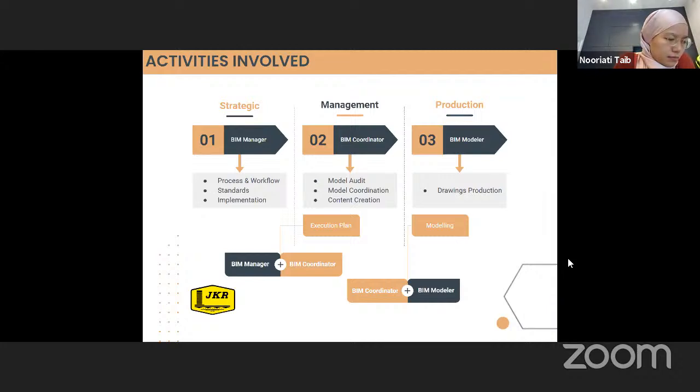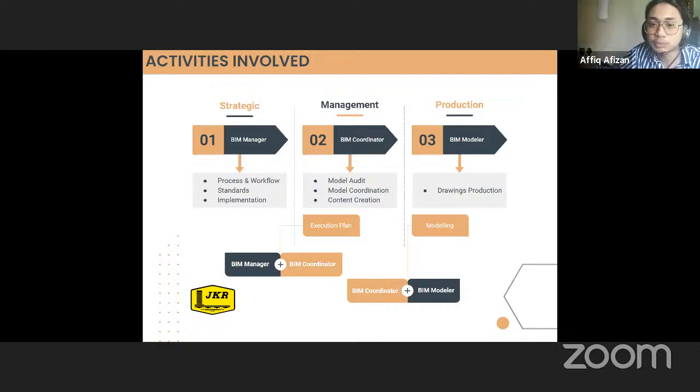So in this slide, they show the activity involved. Thanks to group 1, group 1 already explained the role of BIM manager, BIM coordinator, and also BIM modeler. So in this part, they divide into 3 major activities, which is strategic, management, and also production. And for the strategic, the activities involved, we summarize it as a process and workflow, also the standard and implementation. These 3 main activities are done by the BIM manager.